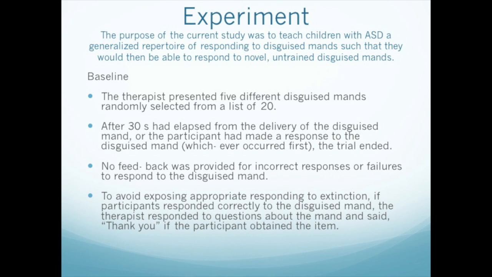The purpose of the current study was to teach children with ASD a generalized repertoire of responding to disguised mands, such that they would be able to respond to novel, untrained disguised mands. During baseline, the therapist presented 5 different disguised mands randomly selected from a list of 20. After 30 seconds had elapsed from the delivery of the disguised mand, or the participant had made a response to the disguised mand, whichever occurred first, the trial ended.